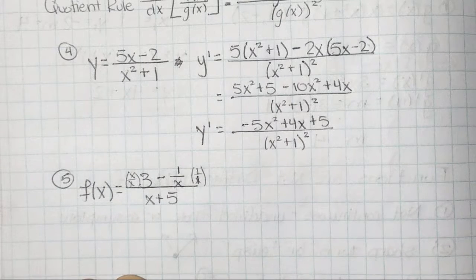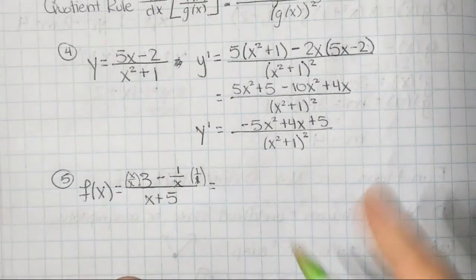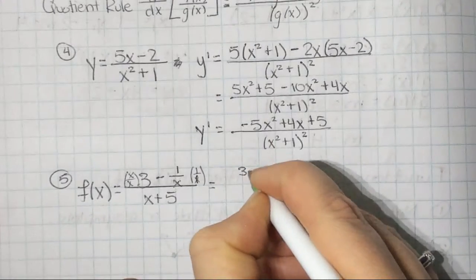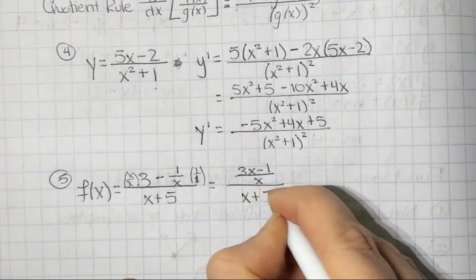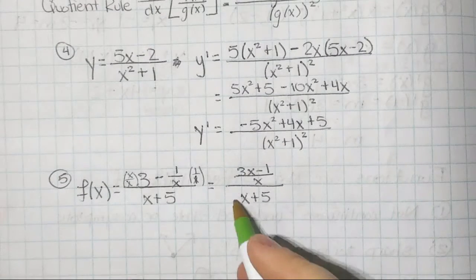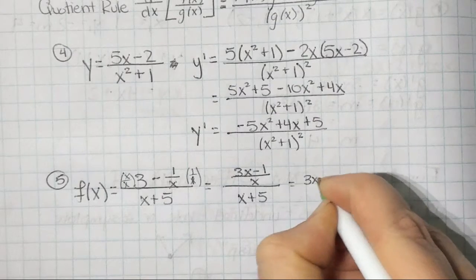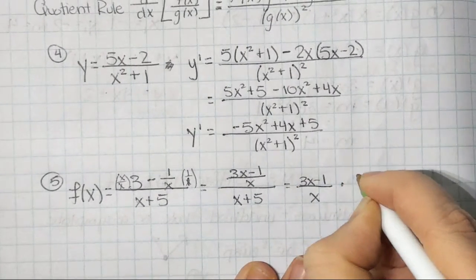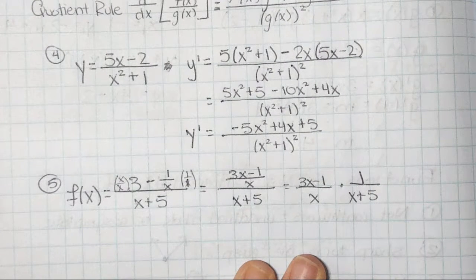I'm going to get a common denominator, okay? So that's going to turn this function, I haven't taken a derivative, I'm just trying to make it look a little bit nicer, into 3x minus 1 all over x, plus 5. Okay? That doesn't quite help me out yet, but what could you do with this denominator? You could do the reciprocal, right? I could turn this into 3x minus 1 all over x times 1 over x plus 5. You okay so far?